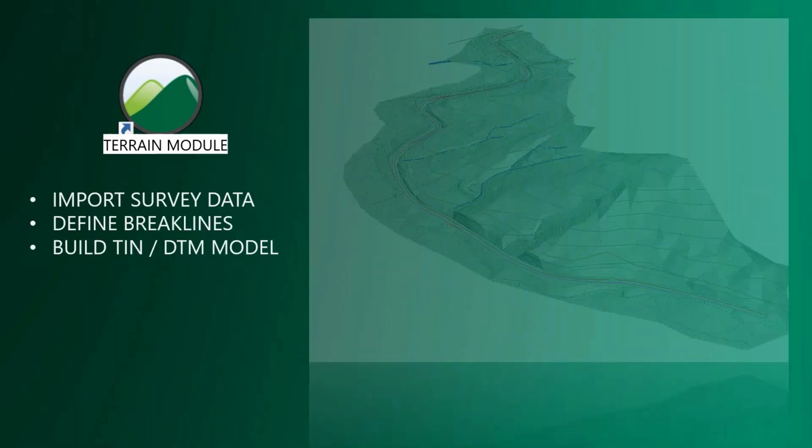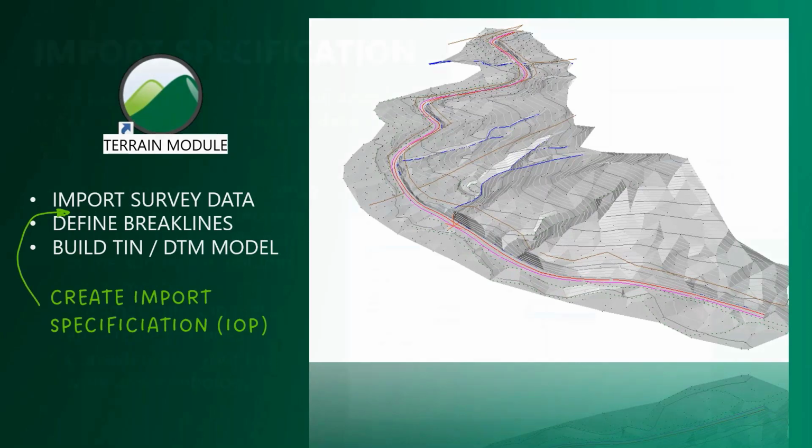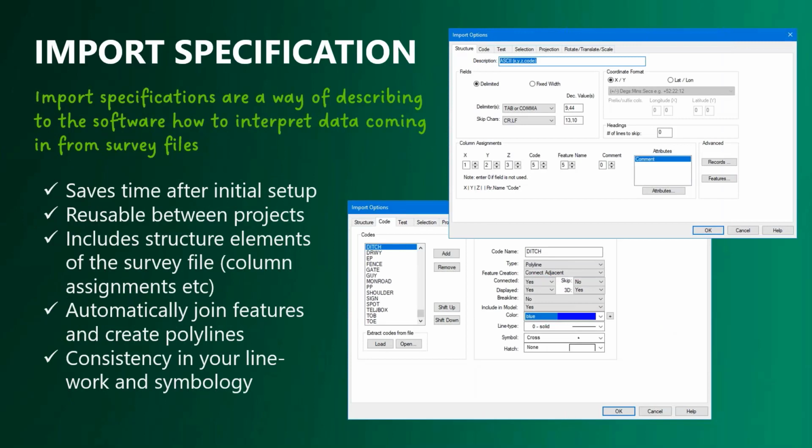To start, we did want to talk a little bit about one key piece that's not necessary in the workflow, but it certainly is nice to do. And that's this piece that fits in right here, which is creating an import specification. An import specification is something that we can set up and then reuse with our survey data. It really is a way of describing to the software how to interpret the data that you've got coming in from your survey file.